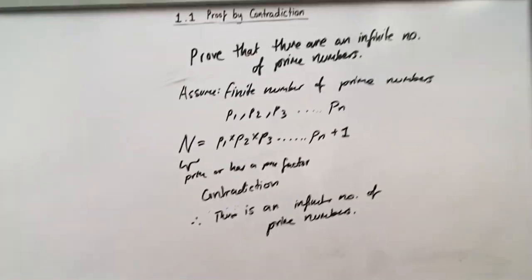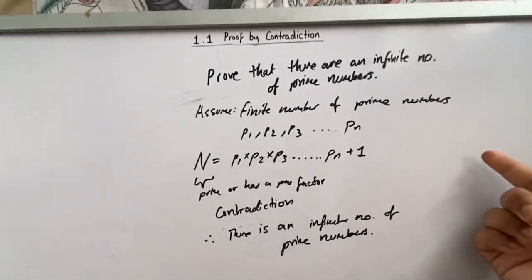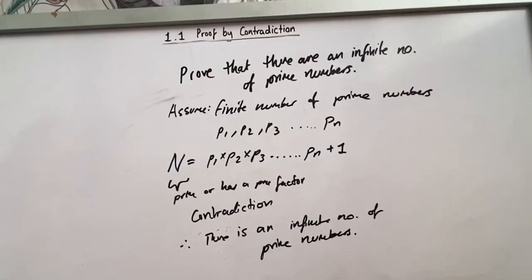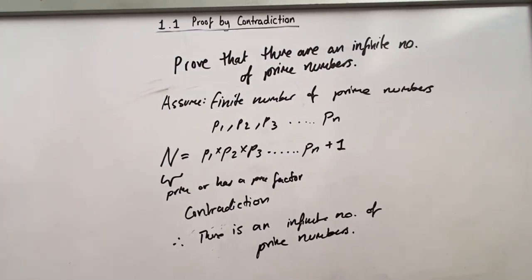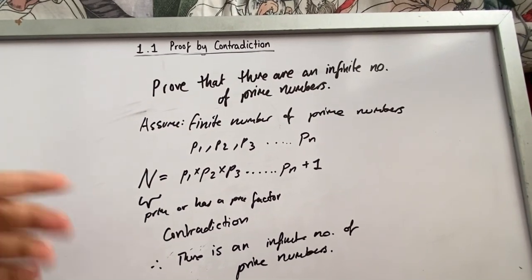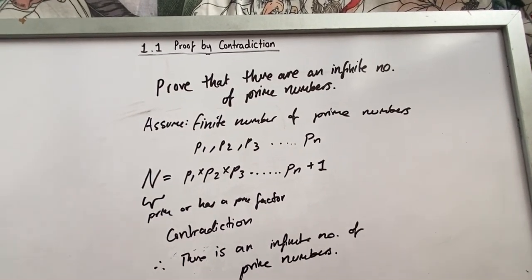Proof by contradiction can be used to prove several statements like this, where you usually start with the original statement, assume the negation, the opposite of the statement, and then show mathematically with steps that there is a contradiction, and so the original statement must be true.